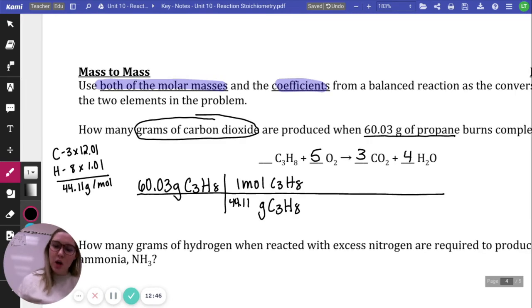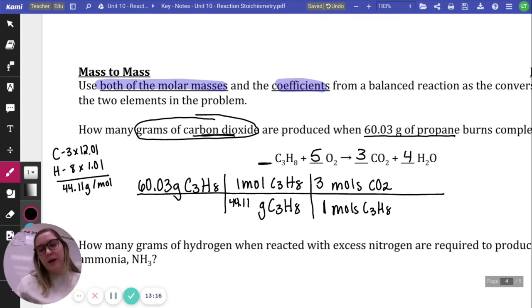And now we're going to do our mole-to-mole ratio. So is moles of propane what I want? No. So if no, drop it low. So moles of propane is dropped low. And what I'm trying to get to, my end goal, is carbon dioxide. So my mole-to-mole ratio is going to relate moles of propane to moles of carbon dioxide. So the coefficients from my balanced equation tell me that for every 1 mole of propane, it produces 3 moles of carbon dioxide.